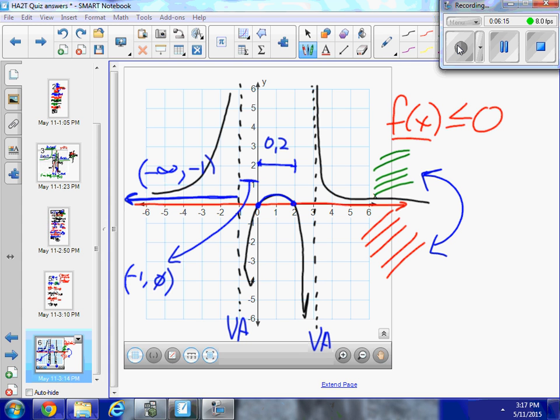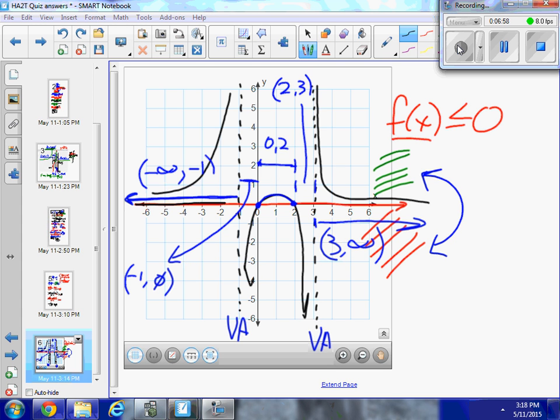Then from 2, I can't change anywhere between 0 and 2, because there's no zeros and there's no vertical asymptotes. But as I'm going from 2 over towards 3, there's a vertical asymptote at 3, so I have another interval that is the interval 2 to 3. And then I hit another vertical asymptote, and I can change from negative to positive at a vertical asymptote, and my final interval is from 3 to infinity.